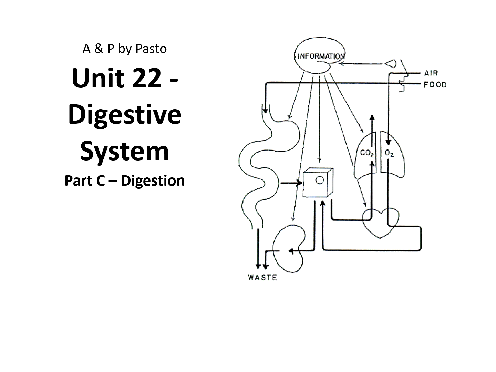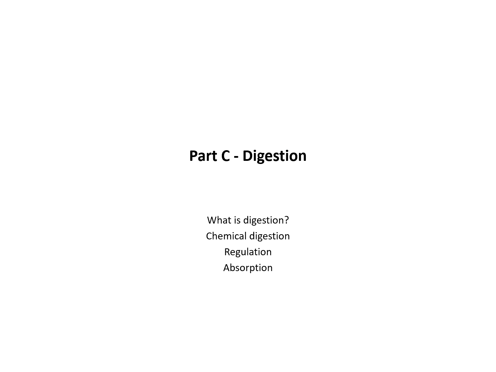Let's begin the last unit of the course, Unit 22, the digestive system. Here we will discuss Part A, general principles, Part B, anatomy, and Part C, digestion. Under digestion, we'll look at what is digestion, we'll discuss chemical digestion, then regulation, and finally absorption.